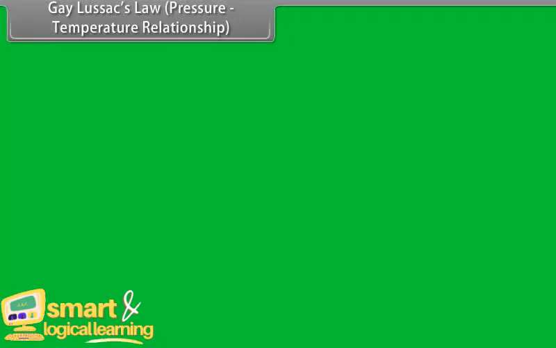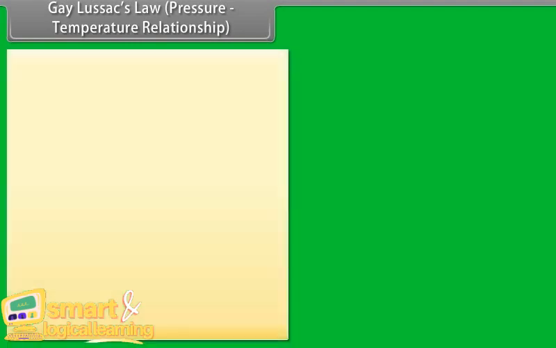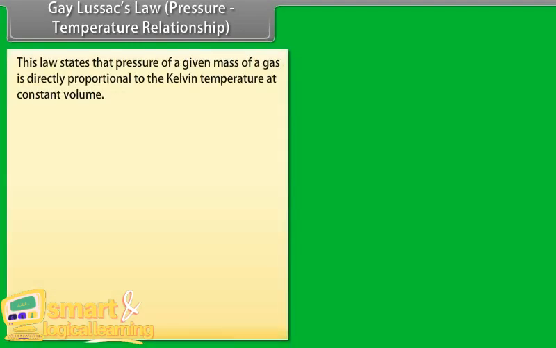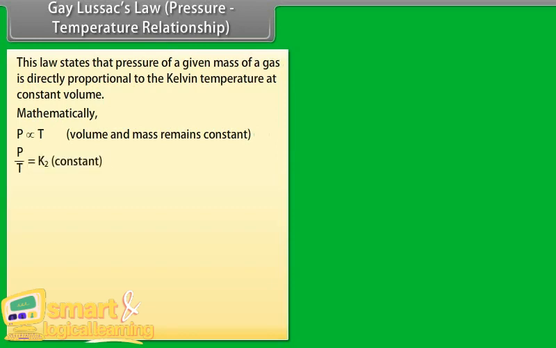Gay-Lussac's law, pressure-temperature relationship. This law states that the pressure of a given mass of a gas is directly proportional to the Kelvin temperature at constant volume. Mathematically, pressure is directly proportional to temperature at constant volume and mass. P by T is equal to K2.